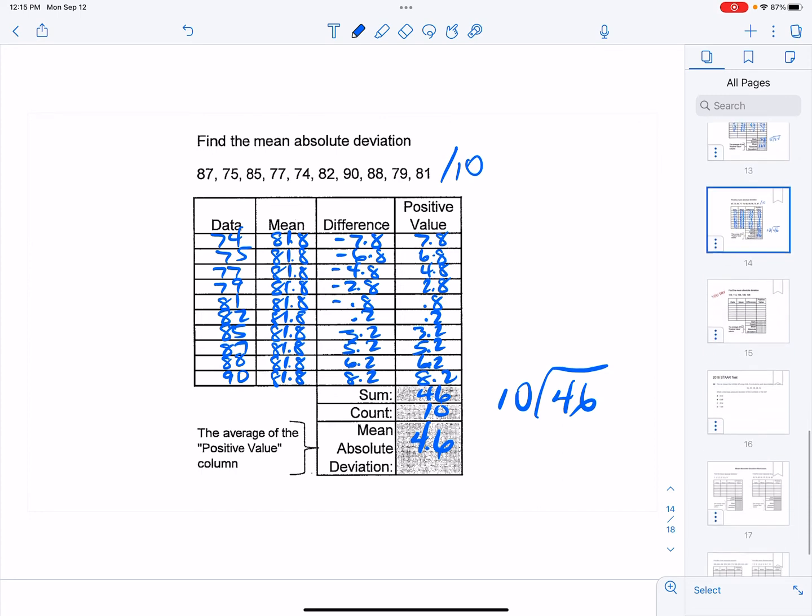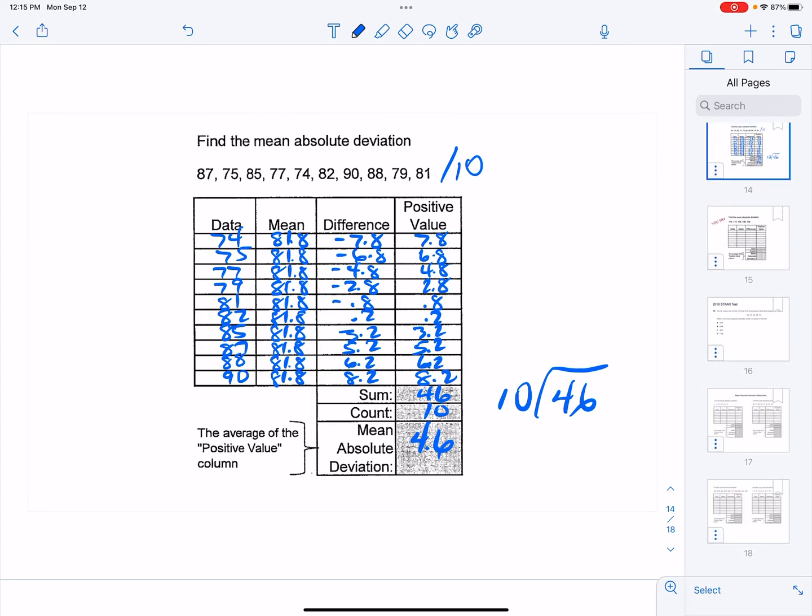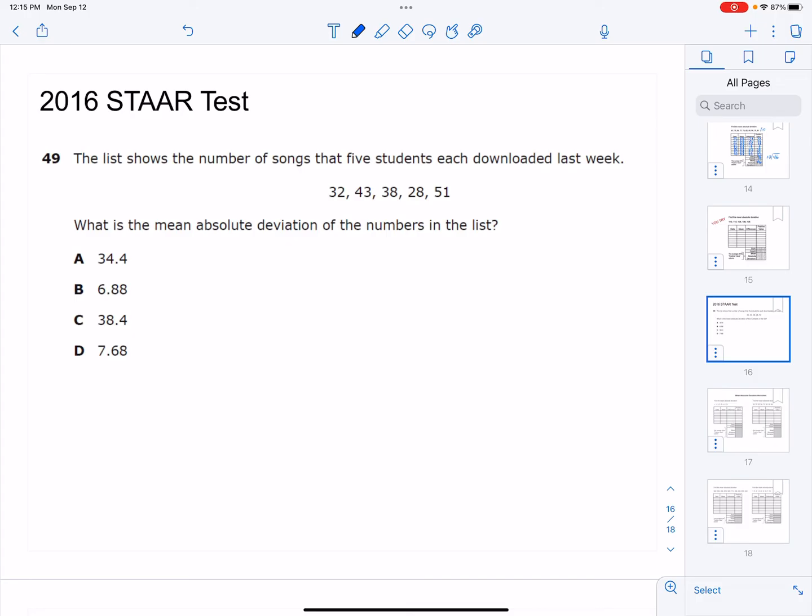For your assignment, you're going to practice this same exact thing. Before we do that, let's look at one little STAR question real quick. This is how they actually test you on STAR. Now, this is from an older test, but it's the same basic concept each time. It says the list shows the number of songs that 5 students each downloaded last week: 32, 43, 38, 28, 51. What's the mean absolute deviation of the numbers in the list? So that's what I'm looking for.